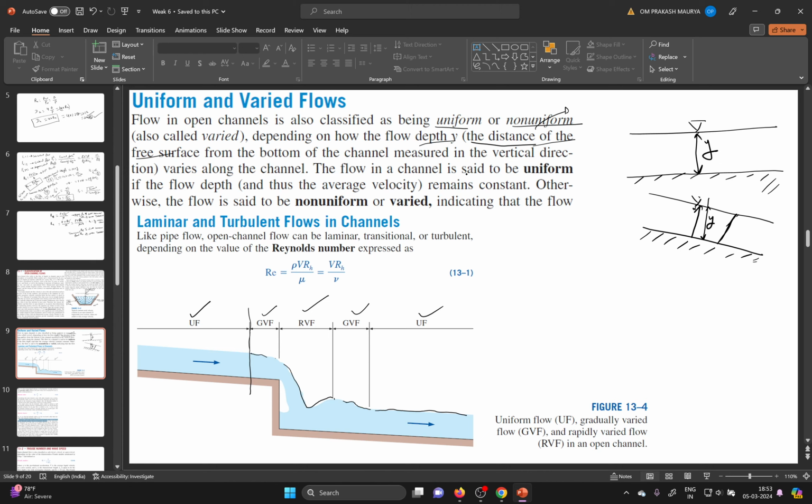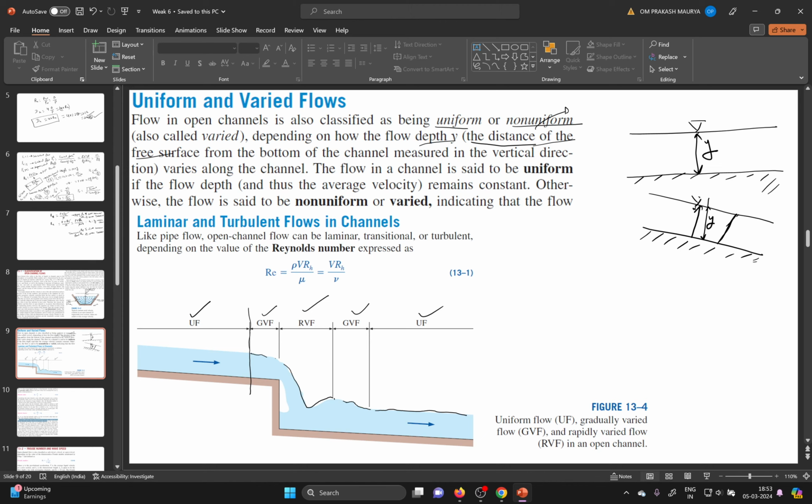The flow in a channel is said to be uniform if the flow depth remains constant. Otherwise the flow is said to be non-uniform, that is, varied flow. It may be gradually varied flow or rapidly varied flow. Both come under non-uniform flow.